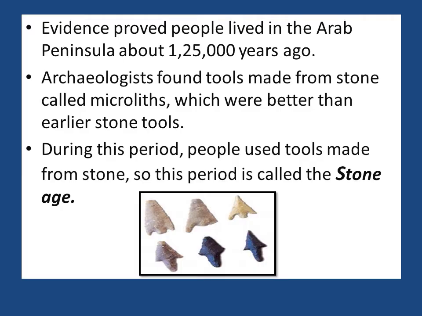Archaeologists are those people who have found the tools made from stone, and those are known as microliths, which were earlier better known as stone tools. Now, during this period of time, the people were making tremendous use of stone, so obviously this period came to be called the Stone Age period.